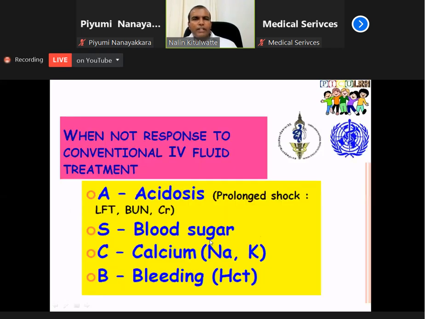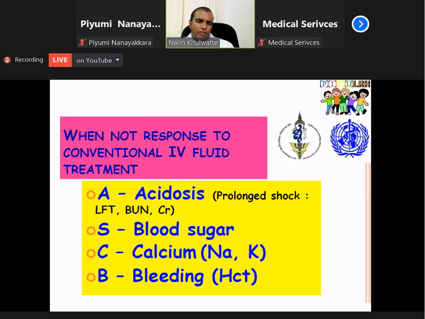Right. So when the child is not responding to conventional IV fluid treatment, you have to think about these 4 things: acidosis, bleeding, calcium and electrolytes, and sugar. We think of it as A, B, C, and S. Acidosis, bleeding. C is calcium and electrolytes, and then sugar. So think about these 4 things.